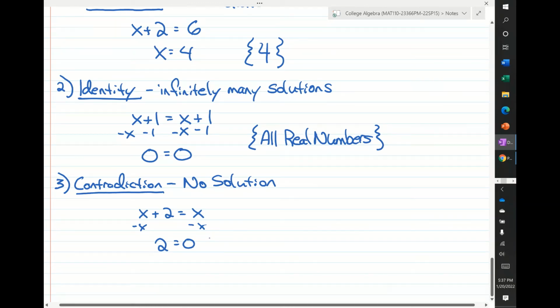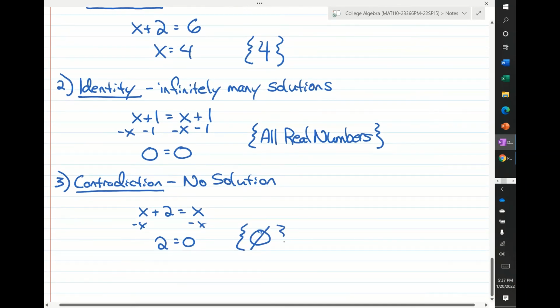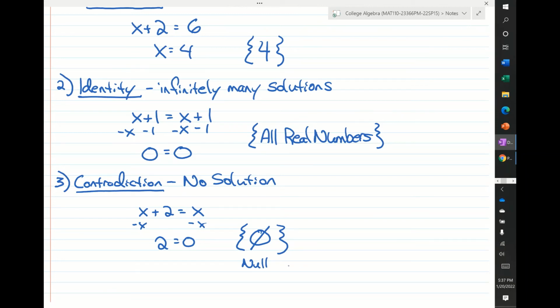So that's an unusual type of equation where we would just say that the solution is a 0 with a line through it. This just means null. Null means no solution. So if you ever see a 0 with a line through it, that means that there is no solution. You can't solve it. We're going to do a couple examples of these unique types of equations, and then we'll move on to the last section for today.